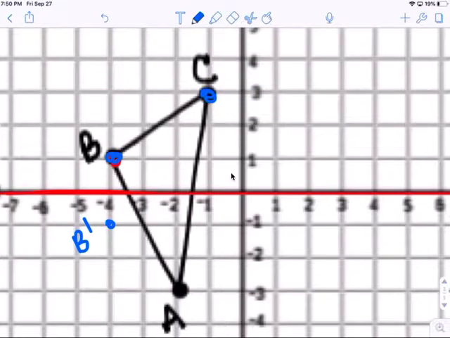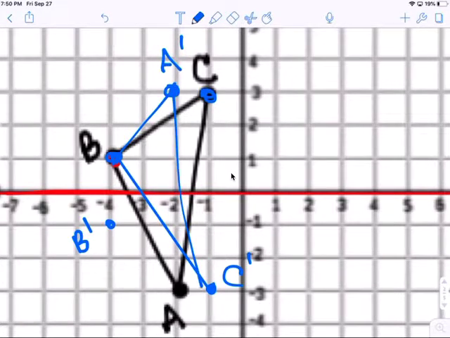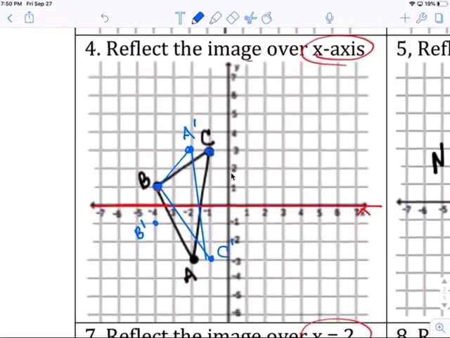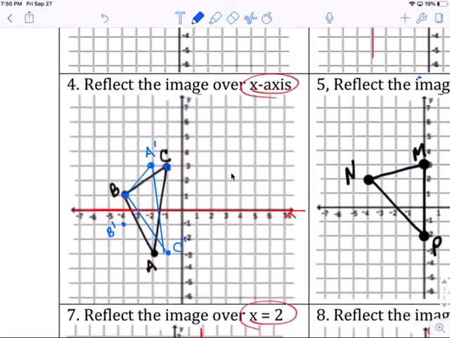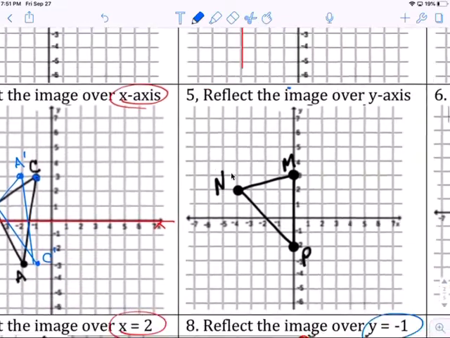C is over here, 3 over here on the other side of that reflection line. A is 3 away, so 3 away is over here. Just one dot at a time and ignore everything else, and then connect A prime to B prime to C prime, and back to A prime. And it should be congruent to the other one there.